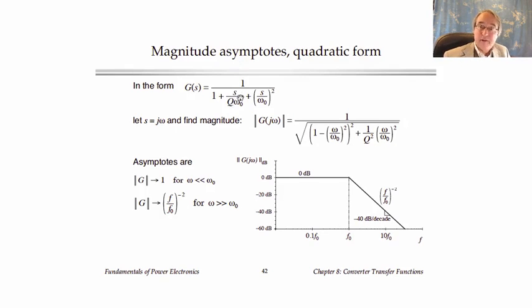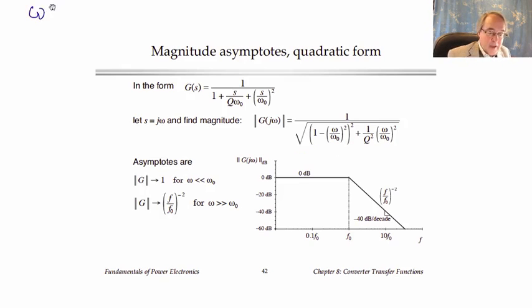Okay, given the standard form, let's work out what the magnitude and phase asymptotes do. So we can take the same approach as in the real pole case, let s equal j omega and work out the magnitude. And if you do that, here's what we find is the magnitude. This term on the left here comes from the real part squared, and this term comes from the imaginary part squared. So we can find the asymptotes.